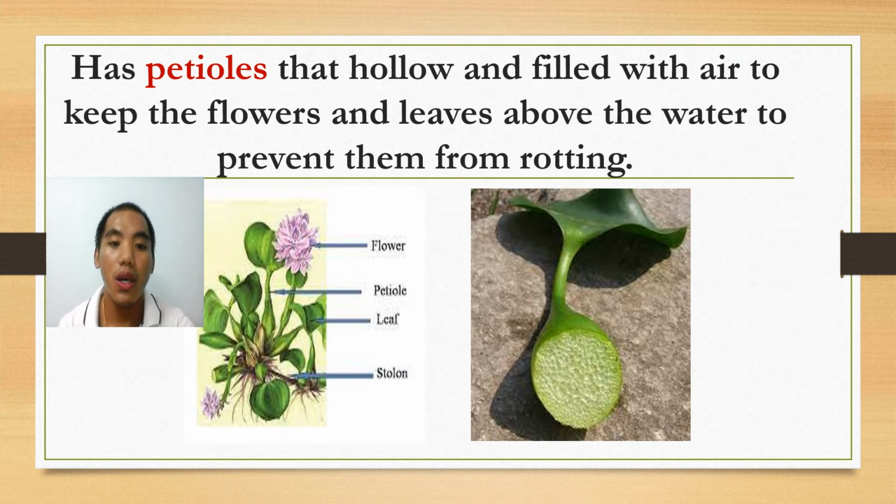Next, it has petioles that are hollow and filled with air to keep the flowers and leaves above the water to prevent them from rotting or being destroyed. This is what we call petioles. The one that I marked in red is what we call petioles.